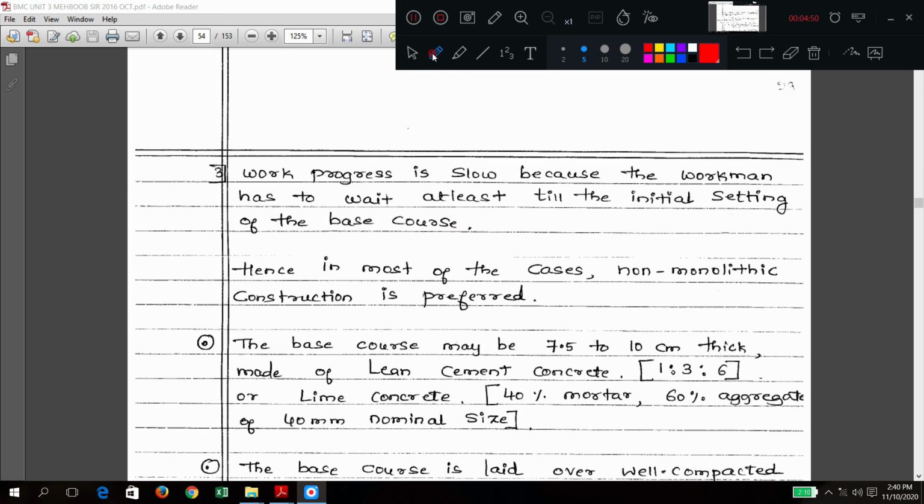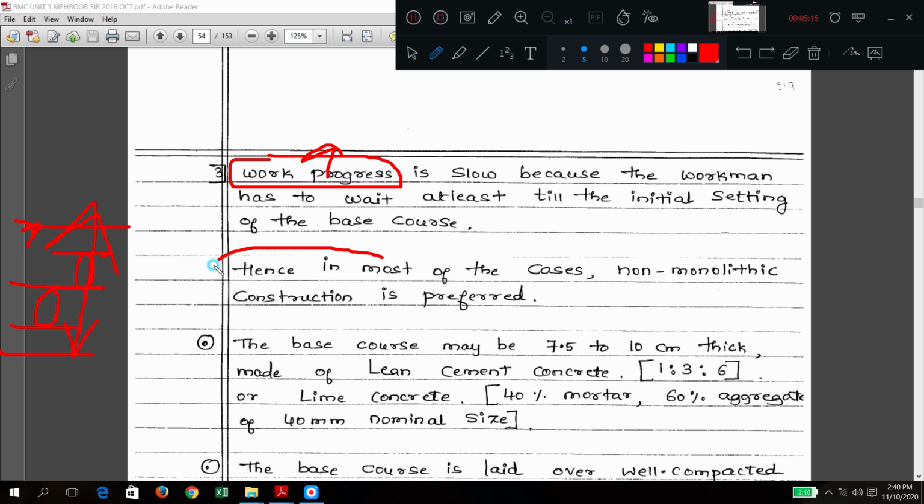And what does this progress mean? Speed of construction is also less. It's a very general point. When you are constructing all the layers at the same time, the speed will be less, because you need to wait for some time just to make it set. So that is why speed is also less.